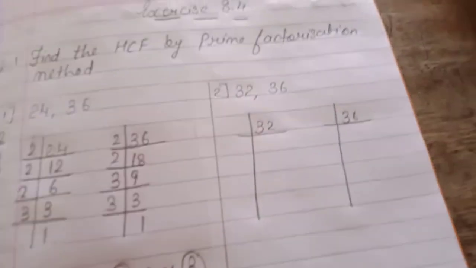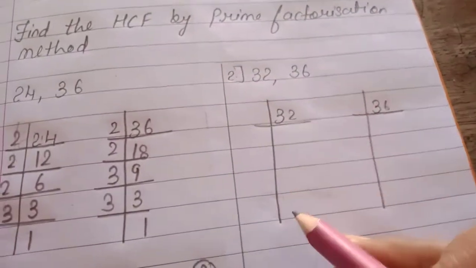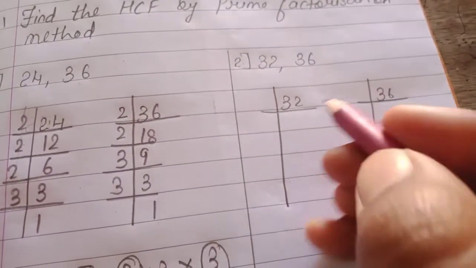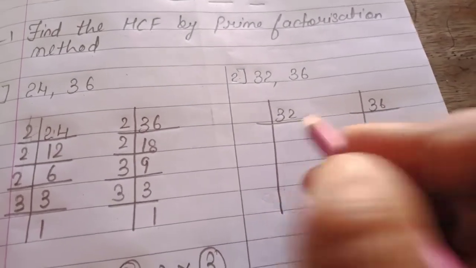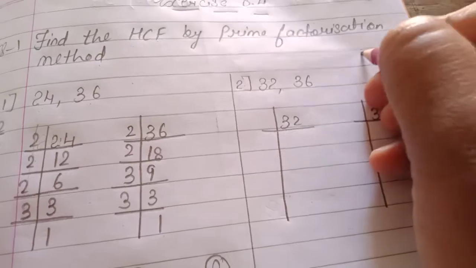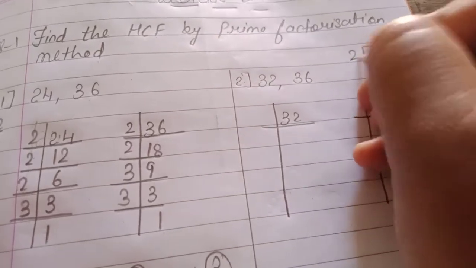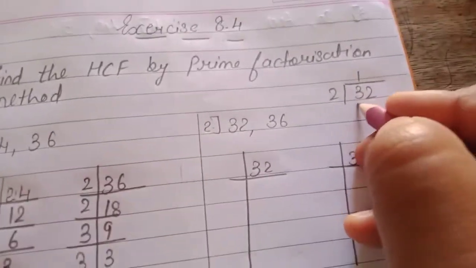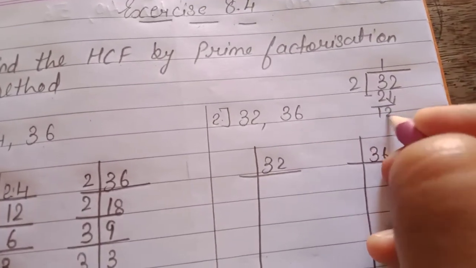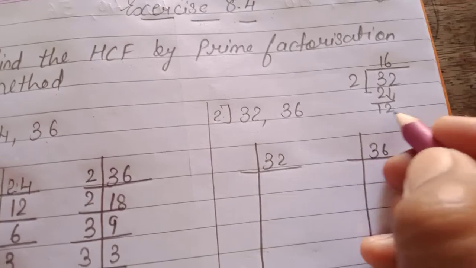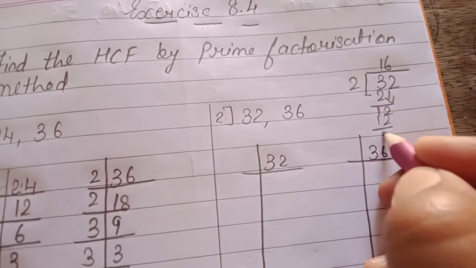Now number 2, 32 and 36. So first we have to find out the prime factors. For 32, in the ones place 2 is there, means it is divisible by 2. So when in the 2 table 32 will come, we will divide and see. 2 1s are 2. So 3 minus 2 we will get 1. We will carry down this 2, it will become 12. So 2 6s are 12.